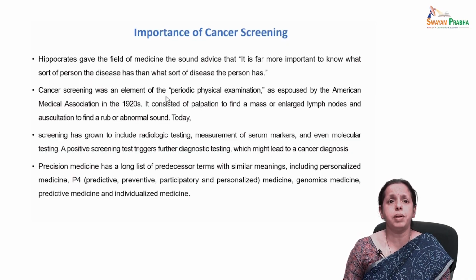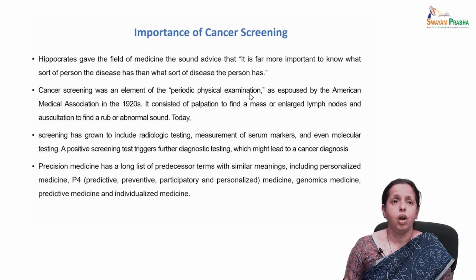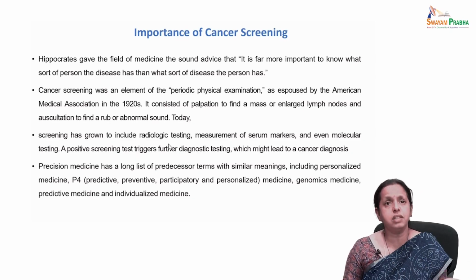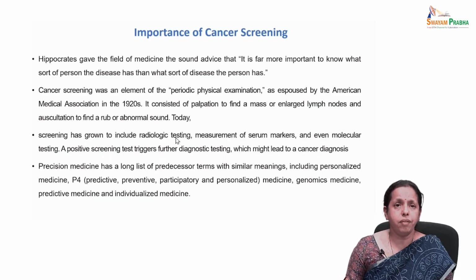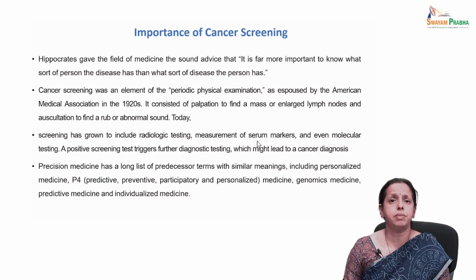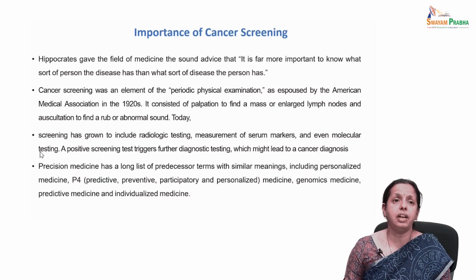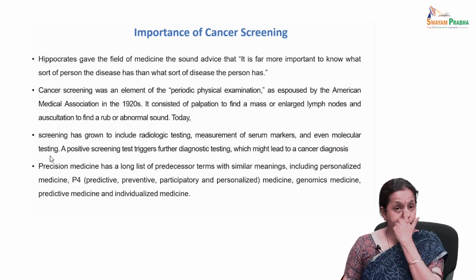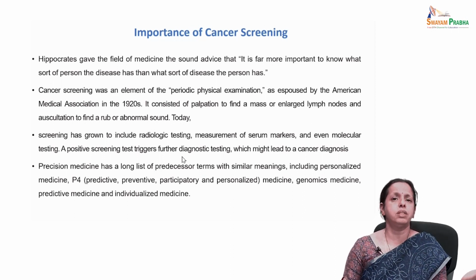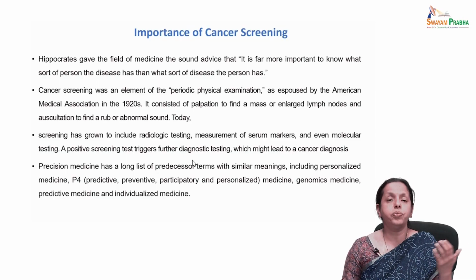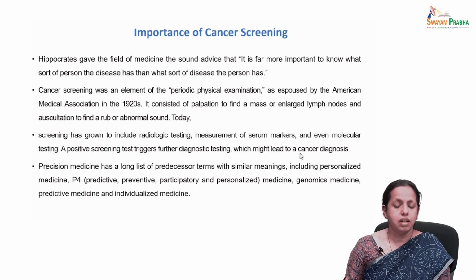Cancer screening was an element of the periodic physical examination before. In the 1920s, it usually consisted of palpation to find a mass, or maybe enlarged lymph nodes, or maybe an abnormal sound. But today, screening has grown to include, first, those age-old visible methods, but definitely radiological testing, then measurement of serum markers, and definitely a must is molecular testing. If any of these is a positive test, it requires further diagnostic steps, which further narrow down the cancer diagnosis.